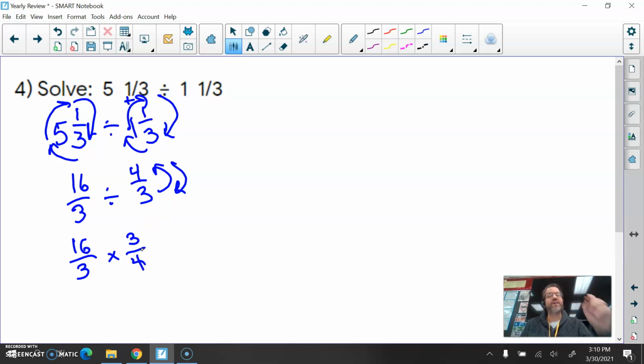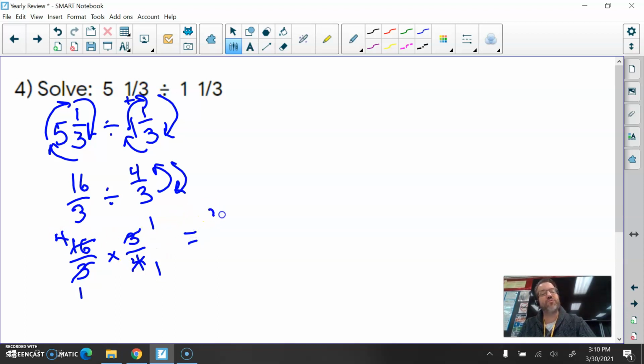Once I do that and have it written in multiplication mode, there are a lot of things I can simplify here. In fact, the 3's will just cancel right out. 3 divided by 3 is 1, 3 divided by 3 is 1. But then I have the 4 and the 16 here. 4 divided by 4 is 1. 16 divided by 4 is 4. And you can see what's going to happen here when I multiply.